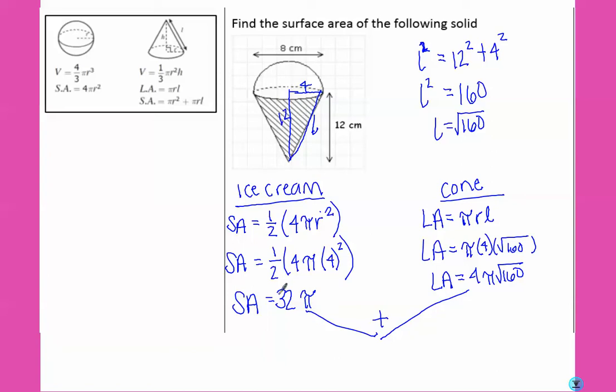You can type it in your calculator, 32 pi plus 4 pi square root of 160, and it would tell us that the surface area of this shape, our ice cream cone, is approximately 259.48. We are measuring in centimeters, and it is area, so it's centimeters squared.